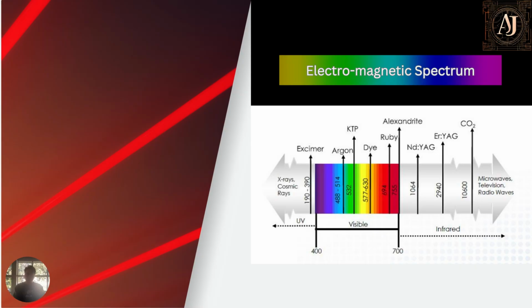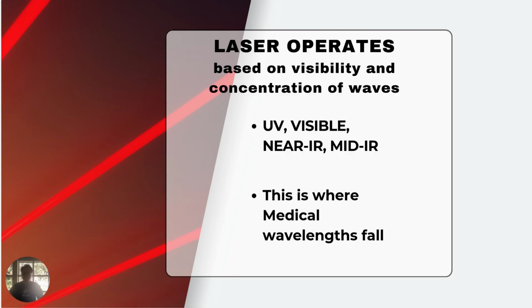It falls on the near infrared, to the mid infrared, to the far infrared, ending with the 10,600 nanometer CO2 laser wavelength. So to summarize, the operating range of medical lasers covers the ultraviolet field, the visible field, the near infrared, mid infrared, and far infrared. We'll just add on the far infrared there. And this is where the medical wavelengths fall.